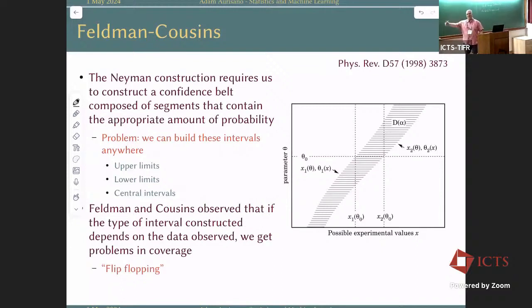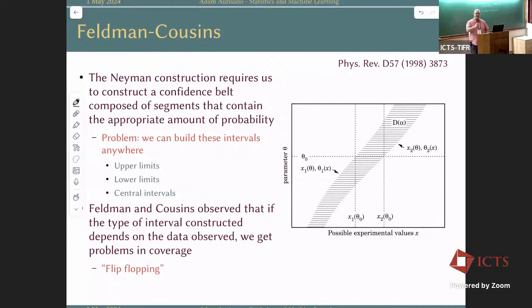If I do see something, I'll set a central limit. And they might come up with, like, if I see between 0 and X number of events, I set a lower limit. If I see more than that, I switch. And what they found is that if you look at what the coverage is of these intervals, there's a flip-flopping that happens when you transition from lower limits to central limits, right? Central intervals. You get this flip-flopping in coverage that actually violates the coverage guarantee that you have.